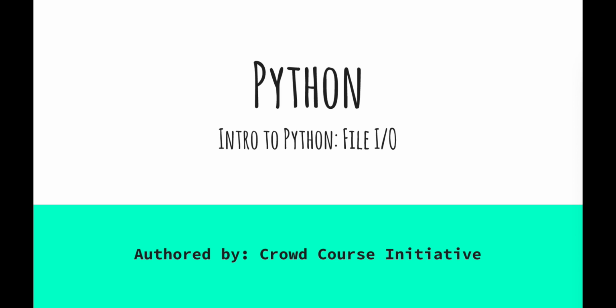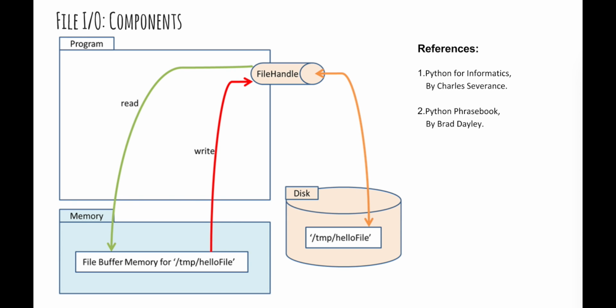Ready? Let's get started. A Python program that needs to work on existing data reads the data from a file on disk. After doing some processing, the Python program writes the data to a file on disk. The program reads the data from a file on disk into main memory and writes the data from the memory onto the disk. The Python program reads and writes to a file using an object called FILEHANDLE. In subsequent slides, we will discuss how to open, use, and close the FILEHANDLE.